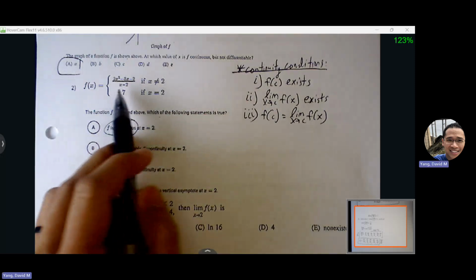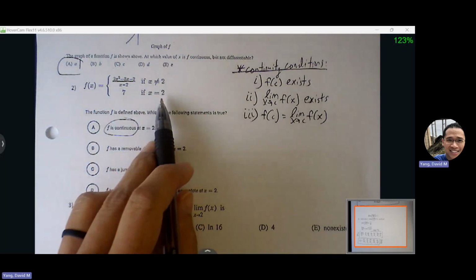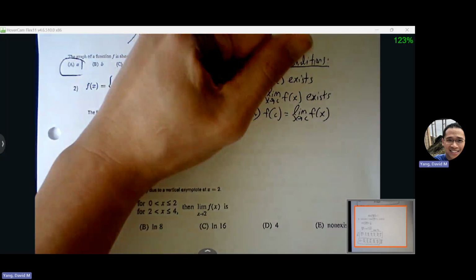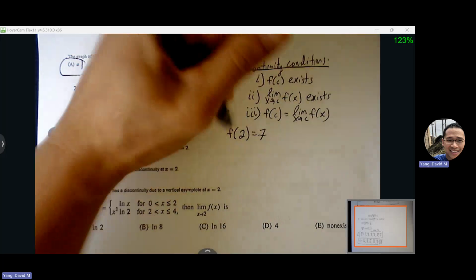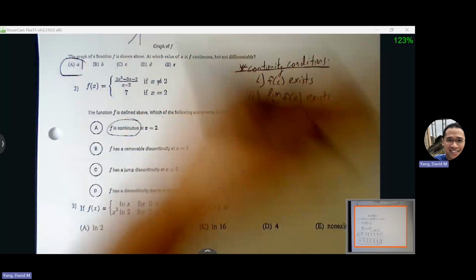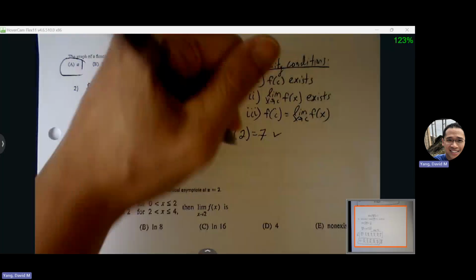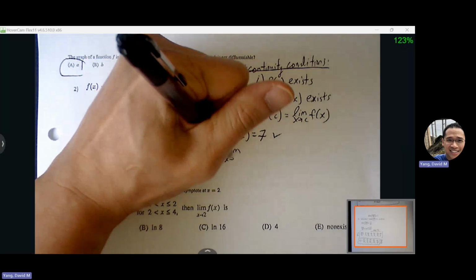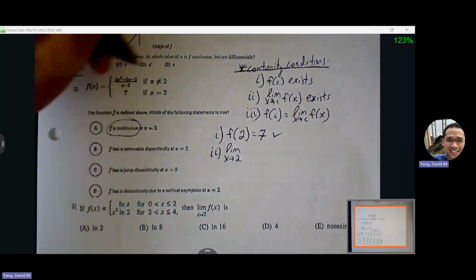Okay, so first condition, we know our c value is 2. So I'm just going to go through and say f of 2 is equal to 7. It passes the first condition. The point definitely lives there. Second condition, does the limit exist? Well, let's just go through our limit process. Limit as x approaches 2 of the function here.